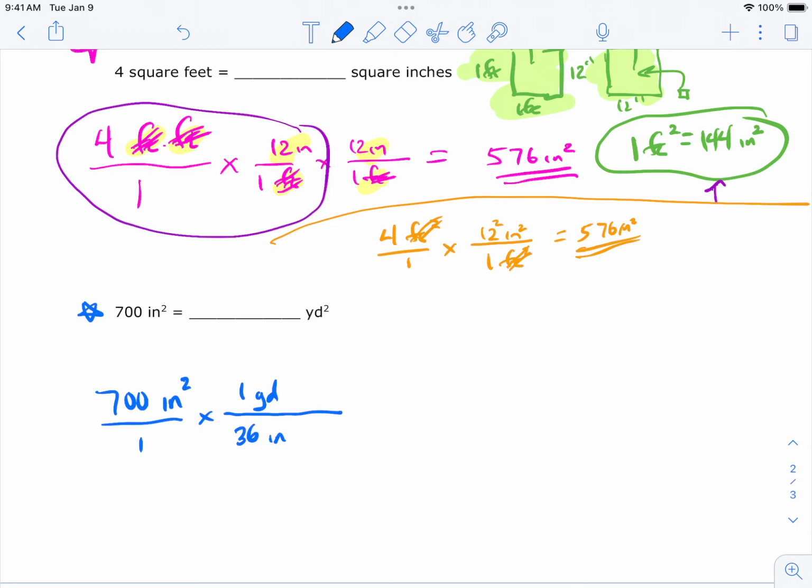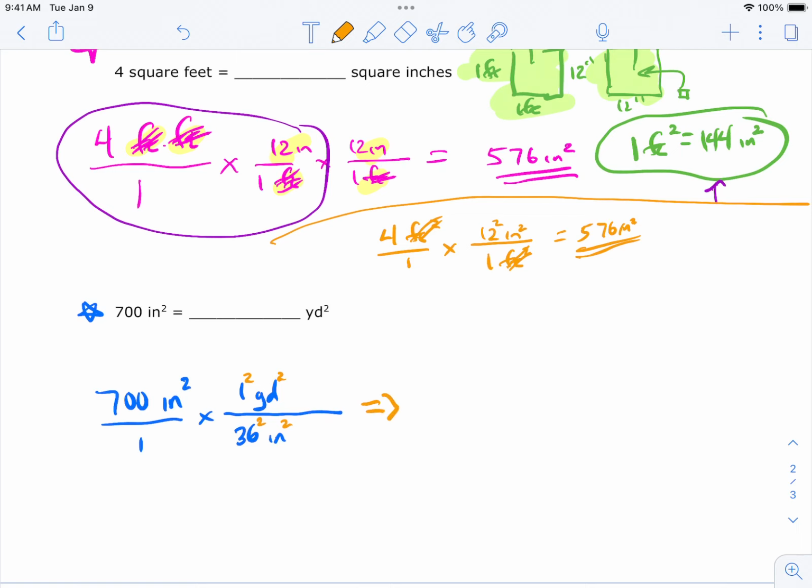But once more, my goal is not to cancel inches. My goal is to cancel square inches, and inches and square inches don't cancel. They're not the same thing. I need to cancel square inches, which again means 1 inch times 1 inch. So as a shortcut, I can square the 1, square the yard, square the 36, square this. In other words, 1 square yard has 36 squared square inches.